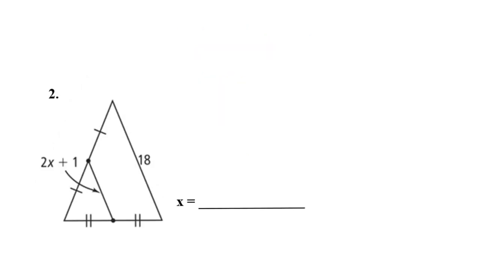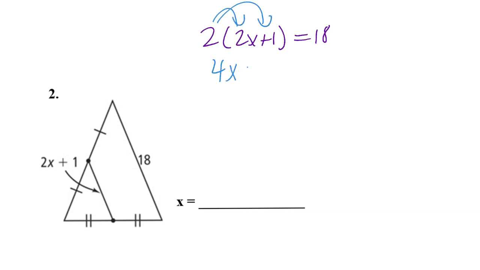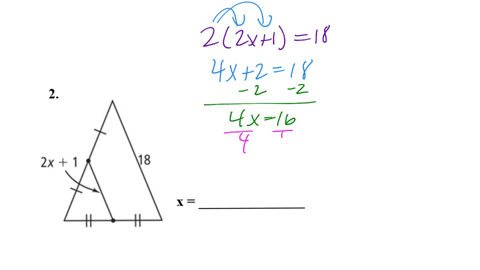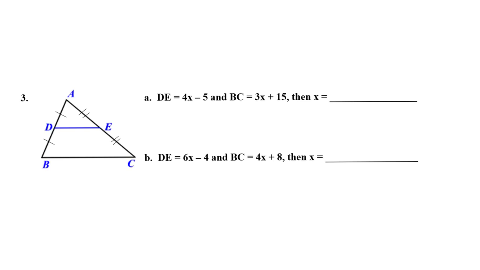On this one, we notice the triangle's kind of turned to the side. That's okay. You can still use the same rule. So we're going to do 2 times the midsegment. So 2 times (2x plus 1) equals the third side, which is 18. So then we just need to distribute the 2. 4x plus 2 equals 18. Minus 2 on both sides. 4x equals 16. Divide by 4. x equals 4.